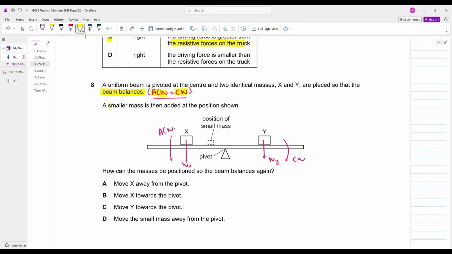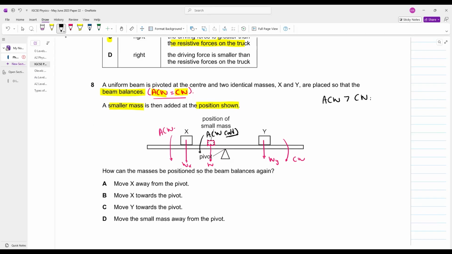Now let's say a small mass is added at the position shown. अब ऐसा हुआ है बेटा कि हमने यहाँ पे एक small mass place कर दिया है. This small mass will have some amount of weight. Yes, this will generate an additional anti-clockwise movement. आपका anti-clockwise movement will become greater than the clockwise movement.